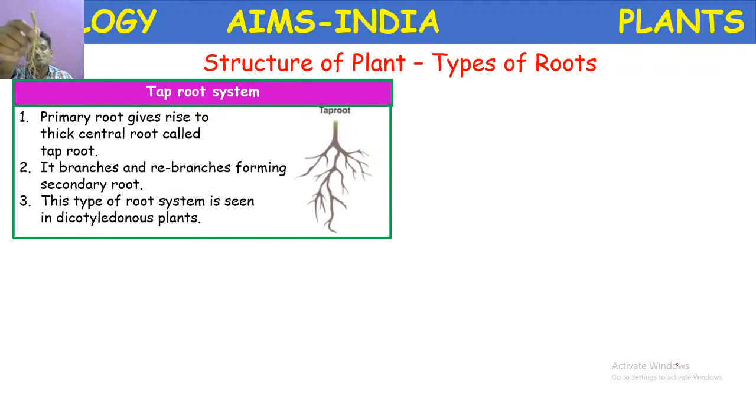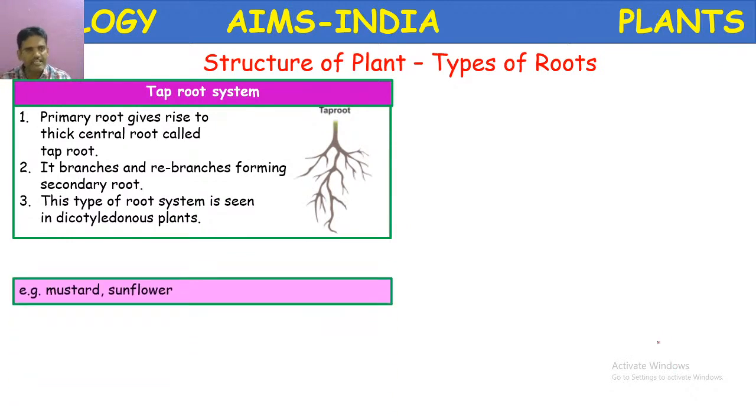This type of root system is seen in dicotyledonous plants, the plants which show two cotyledons. Only the main root is present and a very small number of root hairs are present. The main root is very strong and can go deep into the soil. Most taproot system plants we can't pick out because they fix firmly.